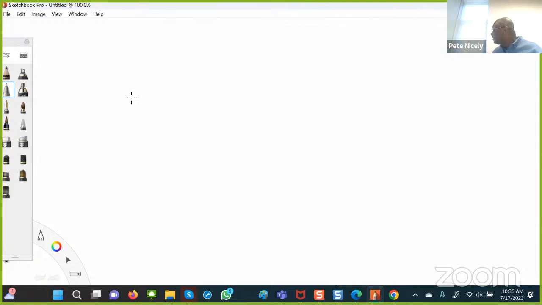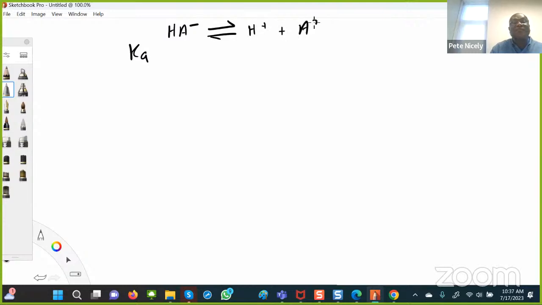Now we need to find the concentration of A2 minus, right? In order for us to do that, I'm going to write down the expression for the Ka2. Let me remind you what the second dissociation is: HA minus forms H plus and A2 minus, and the aim is to determine this. So Ka2 will be equal to the concentration of H plus times the concentration of A2 minus divided by the concentration of HA minus, all right?